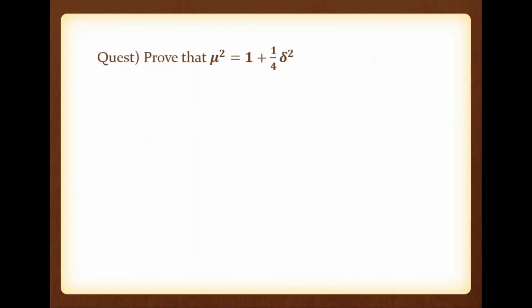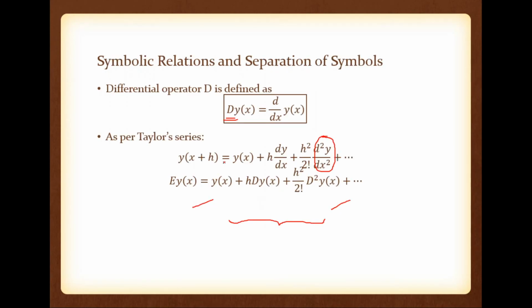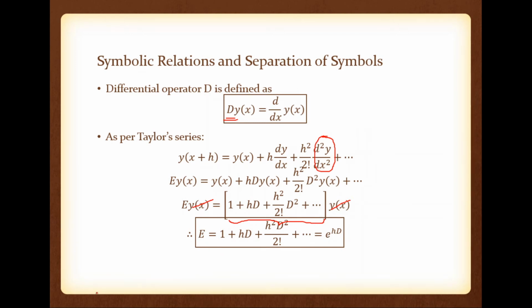So please note, you can see that this bracket is nothing but e raised to hD. So E is equal to 1 plus hD plus h square D square by 2 factorial plus etc. So that is equal to e raised to hD, where capital D is the differential operator. Is it okay? So please remember, if you want, you can remember this. This is not an important syllabus point of view.